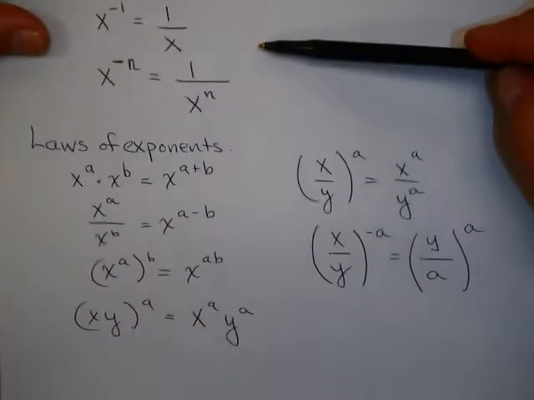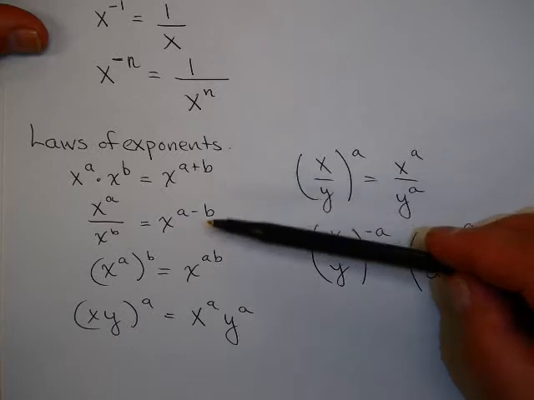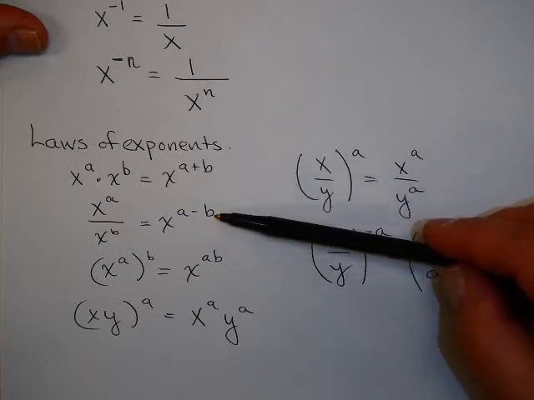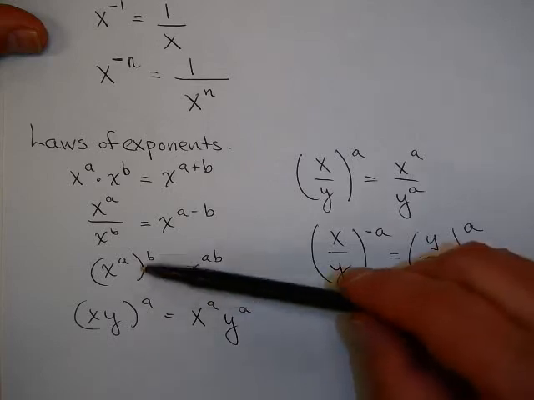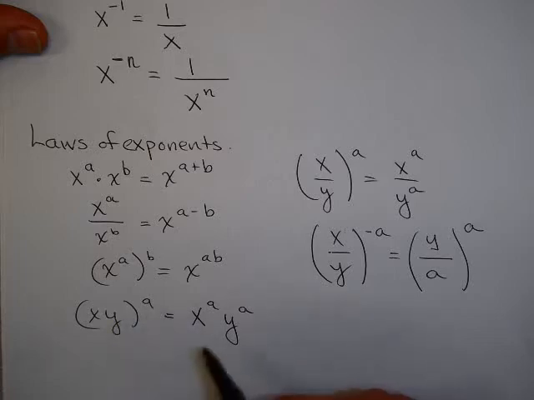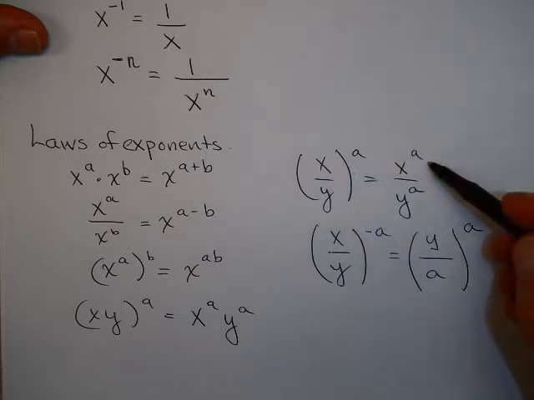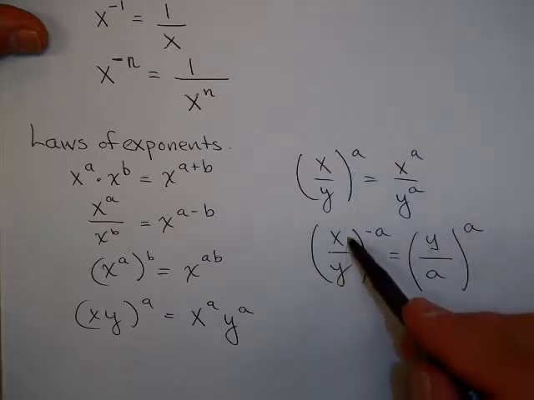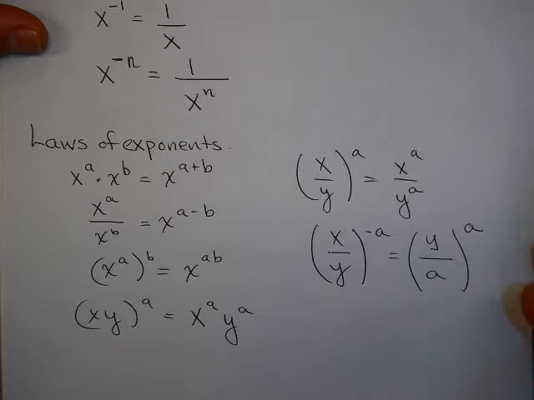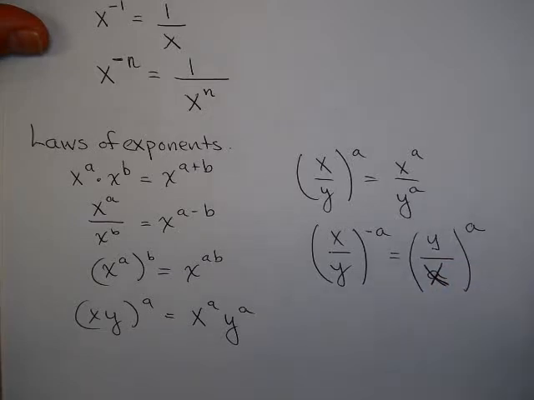We also talked a lot about these laws of exponents. You might look at these and remember them from section 10.1 and 10.2. x to the a times x to the b equals x to the a plus b. x to the a over x to the b is x to the a minus b. x to the a, all to the b power, is x to the a times b. x times y, to the a, is x to the a times y to the a. x divided by y, to the a, is x to the a over y to the a. And x over y, to the minus a, equals y over x, to the a power.